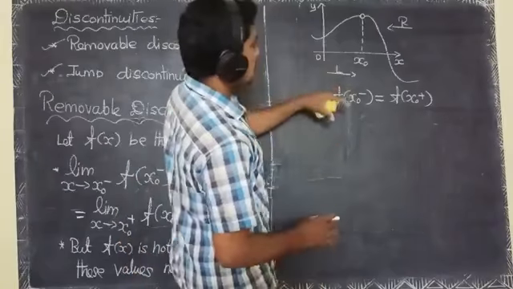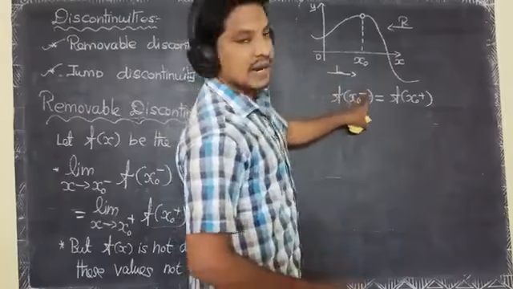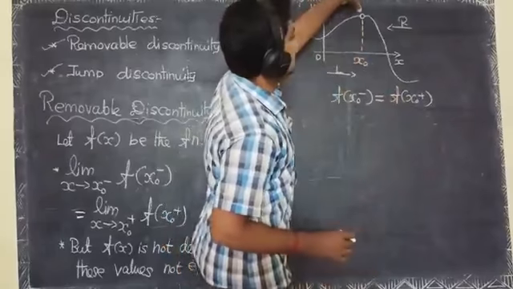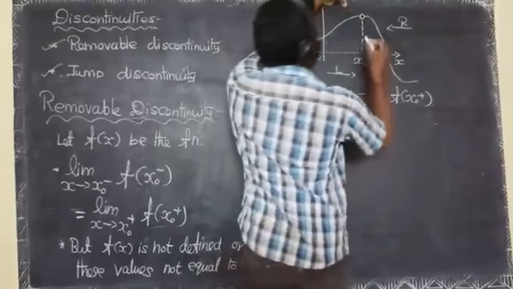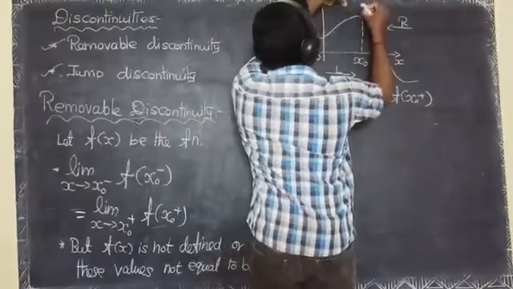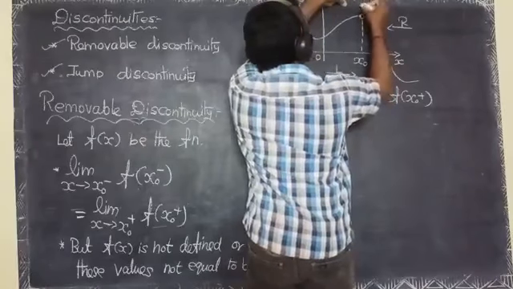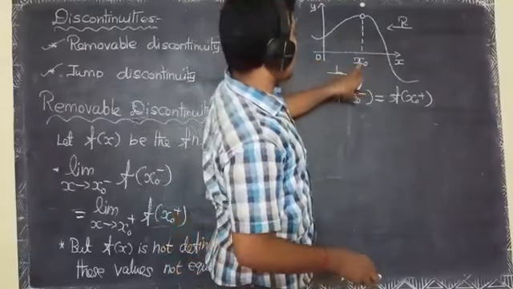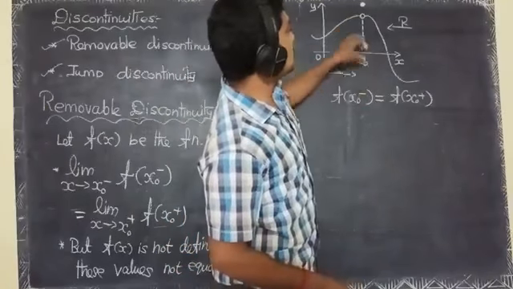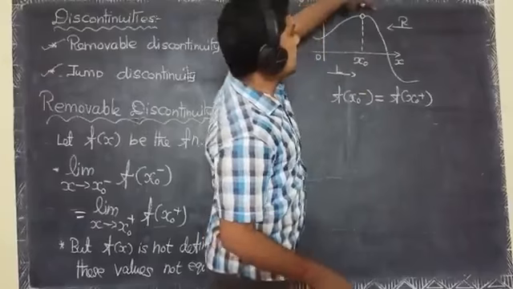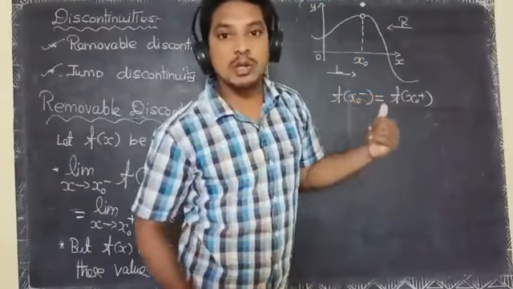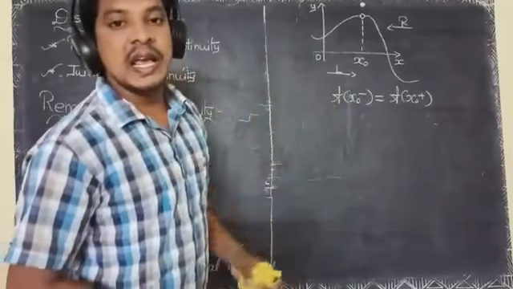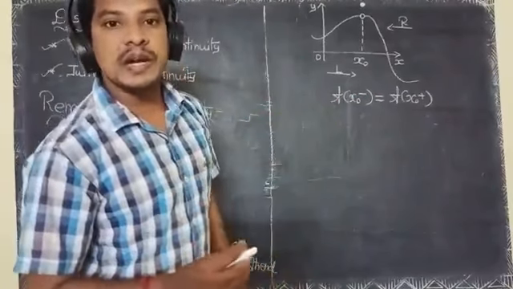Suppose f of x naught minus is equal to f of x naught plus, both are equal, but the given function at that particular point has some value, not equal to both ends. Therefore the given function is called the removable discontinuity. Next, discuss jump discontinuity.